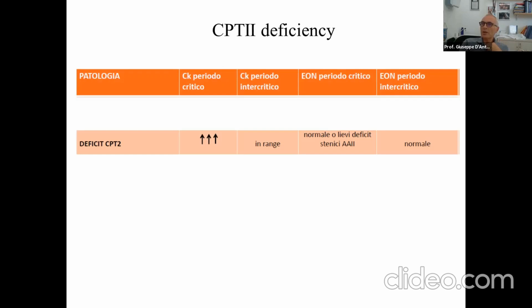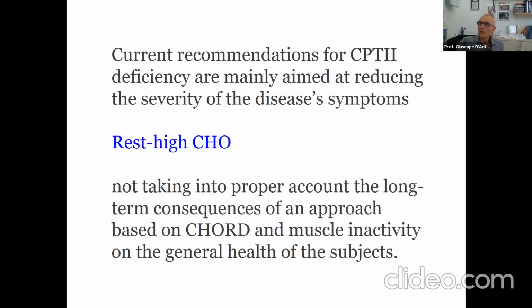Normally, during the intercritical period, the subject is almost healthy, whereas during the critical period, we can see symptoms related to sarcolemmal damage and disruption: myalgias, cramps, and muscle weakness. So the current recommendations for CPT2 deficiency are mainly aimed at reducing the severity of disease symptoms, and this recommendation includes rest and the assumption of a high percentage of carbohydrates in the diet.